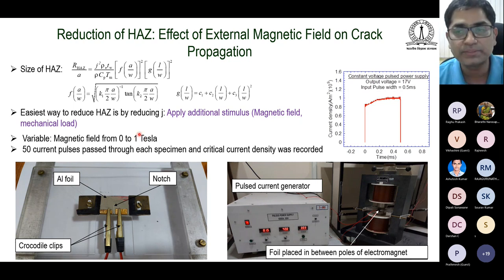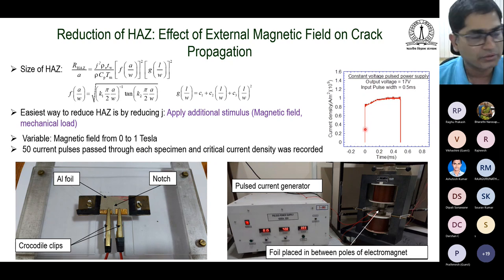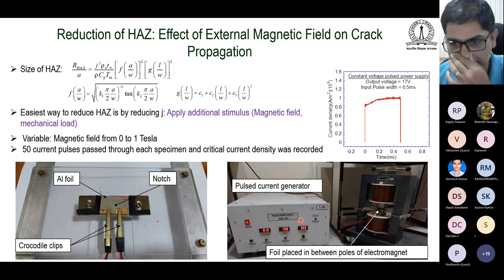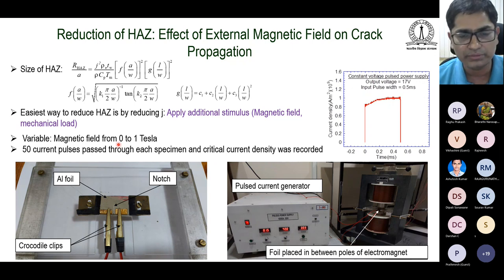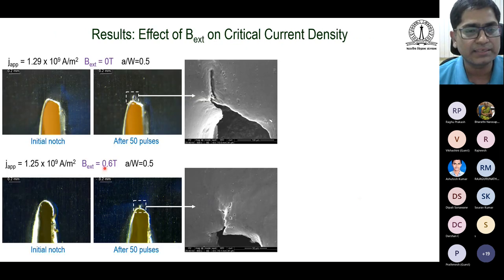Swanand and Subham Jain looked at the effect of magnetic field on this crack propagation. This setup was the standard one that we have been using, and then we put this whole sample between this electromagnet, and this magnet could give us a magnetic field of up to 1 Tesla. And then we did these experiments, and we see here that as we apply larger magnetic field, you can see from looking at these two images, right?